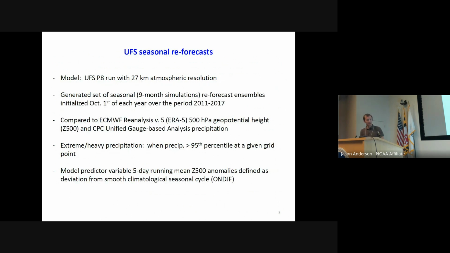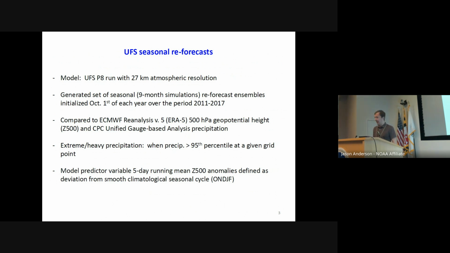So we ran UFS P8 at 27 kilometer resolution. And this is nice: we actually ran it out to 9 months. I'm just looking at the first 5 months, but you get to see what happens after a month. It's the same 7-year period, but we have some ensembles, so it's a good amount of data, maybe 30, 40 years total. We'll be comparing to ERA5, specifically looking at the 500 hectopascal geopotential height, and then CPC unified precip.